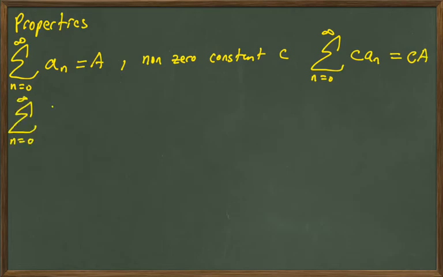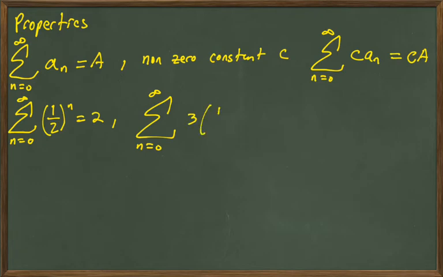For example, if we look at the sum n equals 0 to infinity of 1 over 2 to the n, previously we showed that that is a convergent series with a sum of 2. So let's say we look at the series n equals 0 to infinity of 3 times 1 over 2 to the n. Well, it's going to be the constant 3 times the sum of the series, which is 2, and so that's going to be 6.